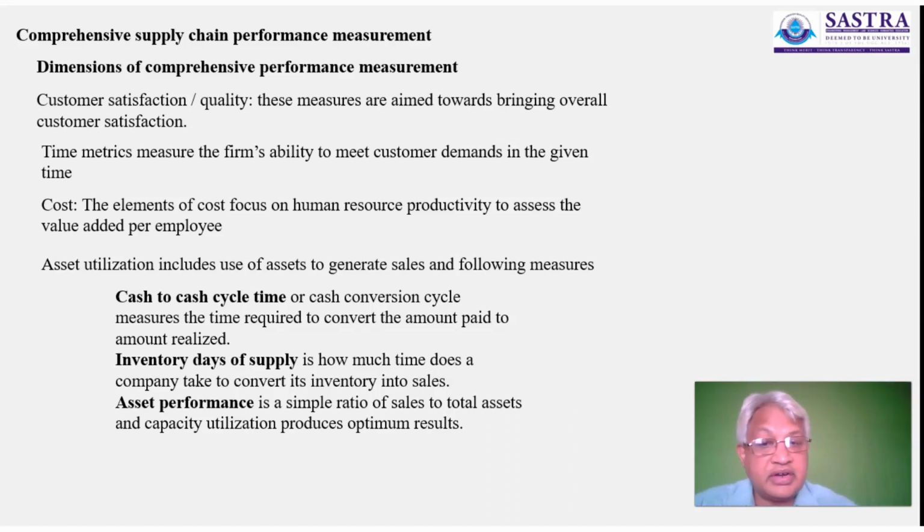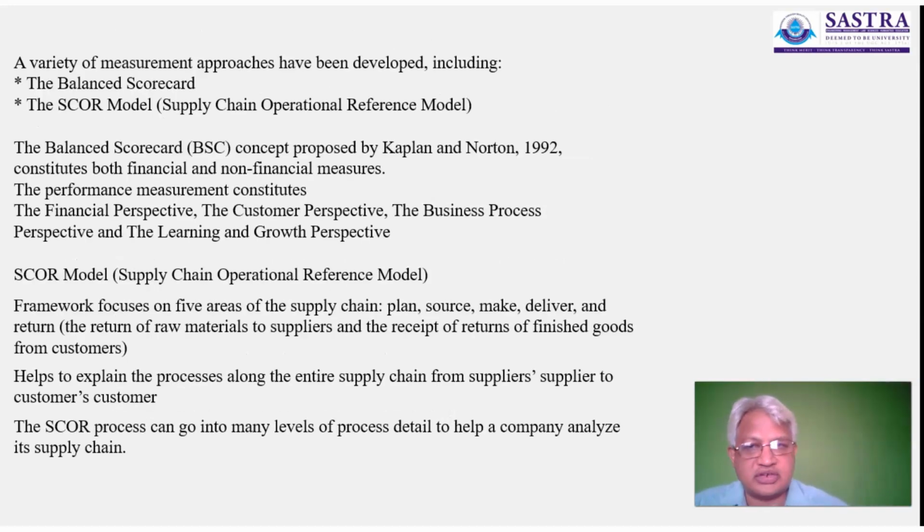Inventory days is how much time a company takes to convert their inventory into sales. So the shorter the time, it is always better for the company. Asset performance is a very simple ratio of sales to total assets, and capacity utilization for optimum results.